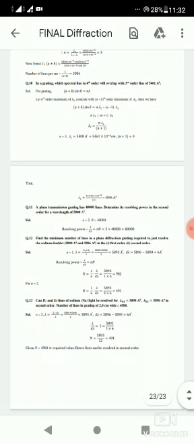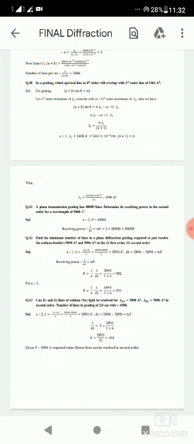Question number 12. Find the minimum number of lines in a plane diffraction grating required to just resolve the sodium doublet 5890 and 5896 angstrom in the first order and second order. Now here n is equal to 1 and lambda is equal to (lambda 1 plus lambda 2) by 2. Just solve here and we calculate d lambda. d lambda is equal to 5896 minus 5890, which is equal to 6. So resolving power, as we have calculated previously, lambda upon d lambda is equal to nN. Here we just calculate N.